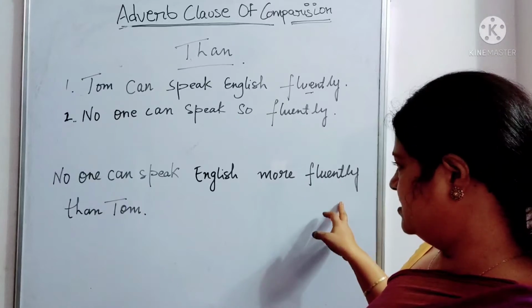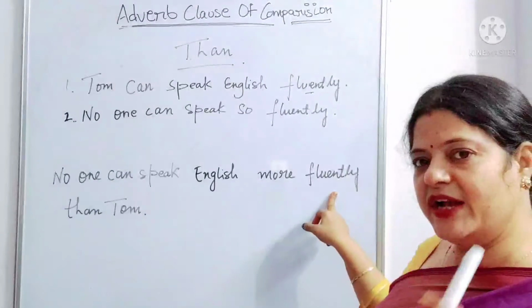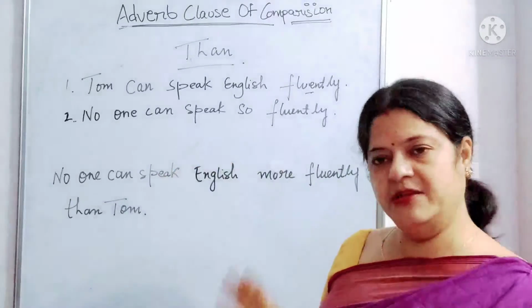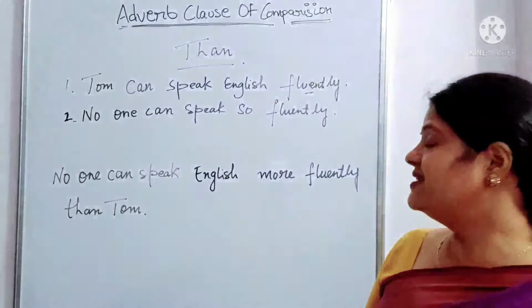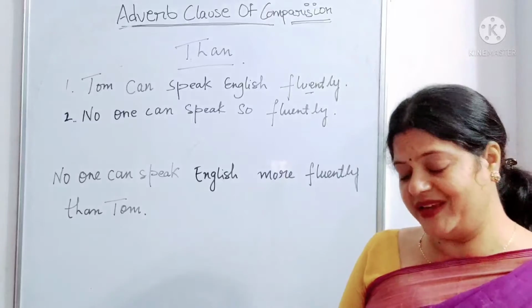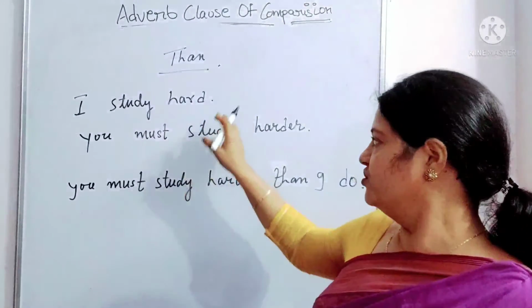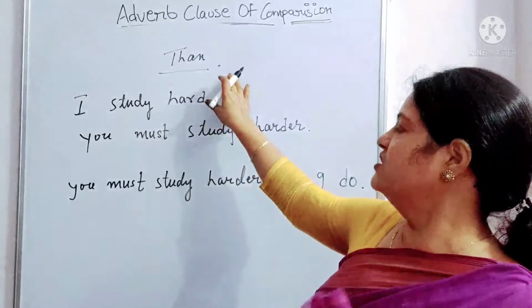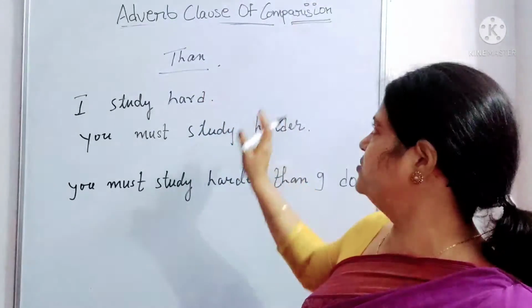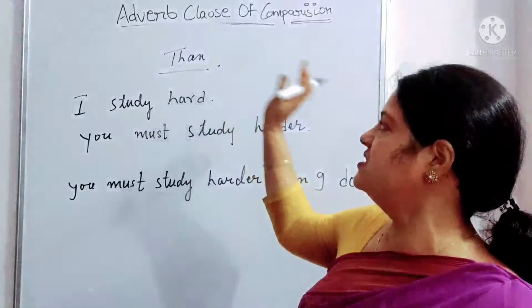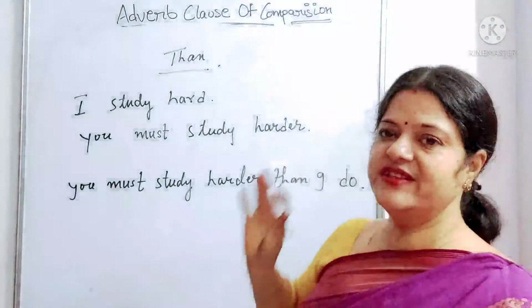And this adverb, fluently, is modifying the verb speak in the principal clause. Okay. Now let's see more examples to make things clear. So here in this sentence, two sentences are here. We'll show how we can add these two sentences to make one complex sentence by using this conjunction than.